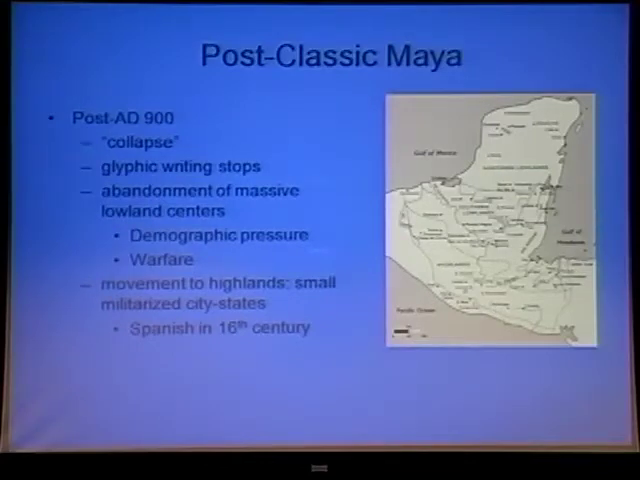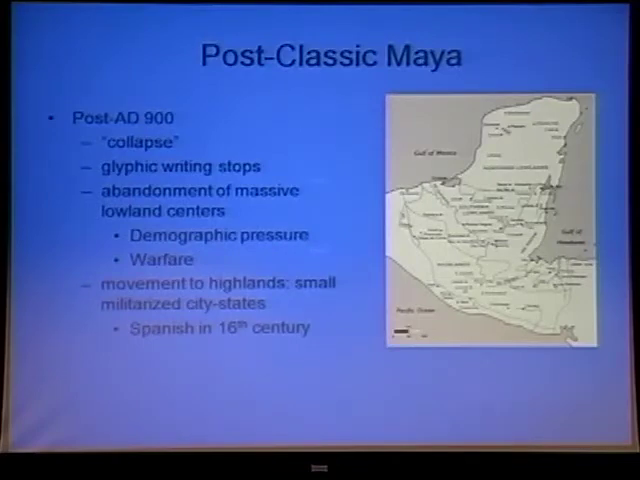But what we do know of what happened in this AD 900 period is that we get an end to glyphic writing. So this is essentially the end of the written history that we have on these stone documents from the ancient Maya period. We also have an abandonment of the lowland centers, as I just said. Many people have proposed many different reasons for why they left these lowland city-states.